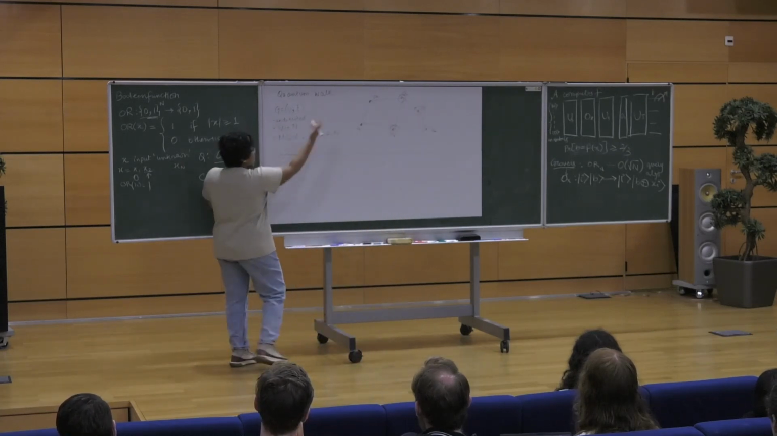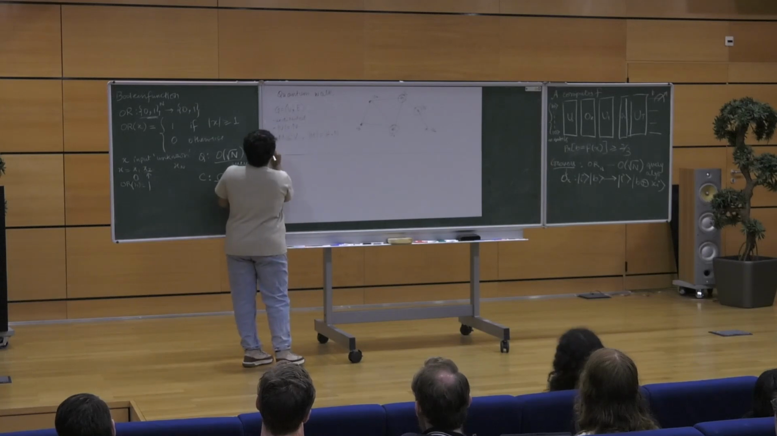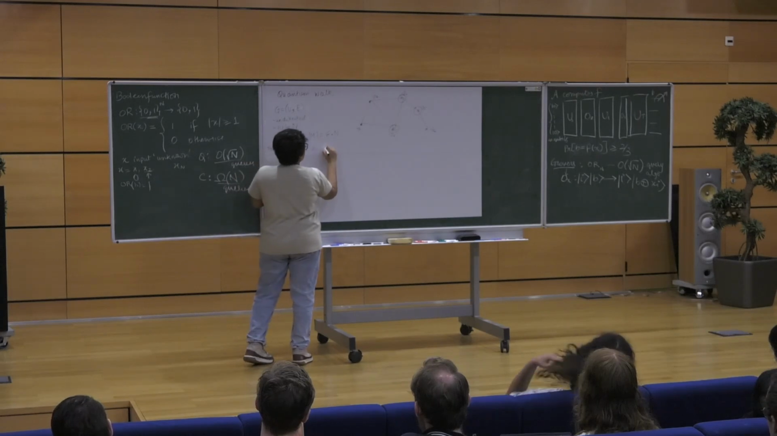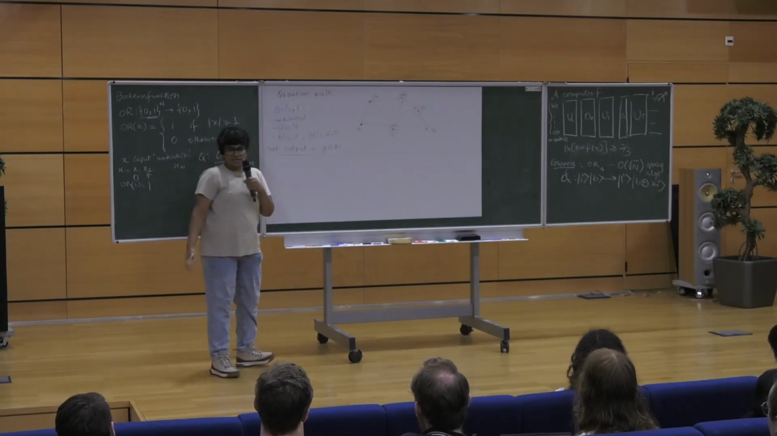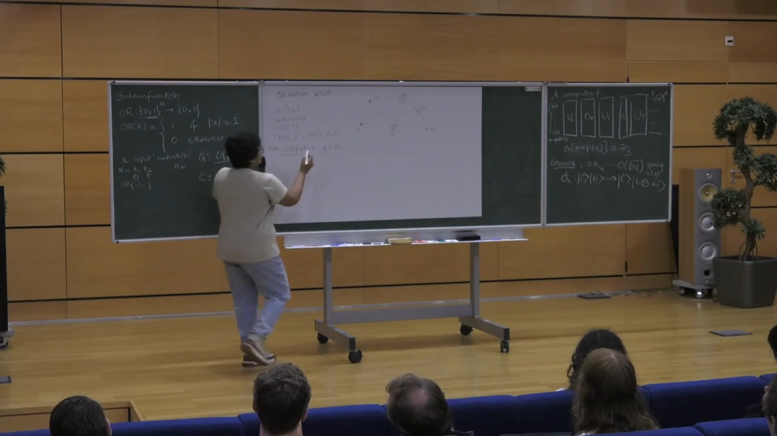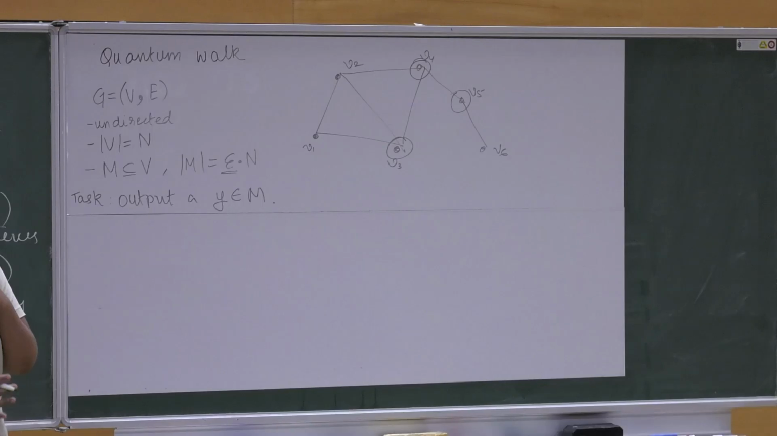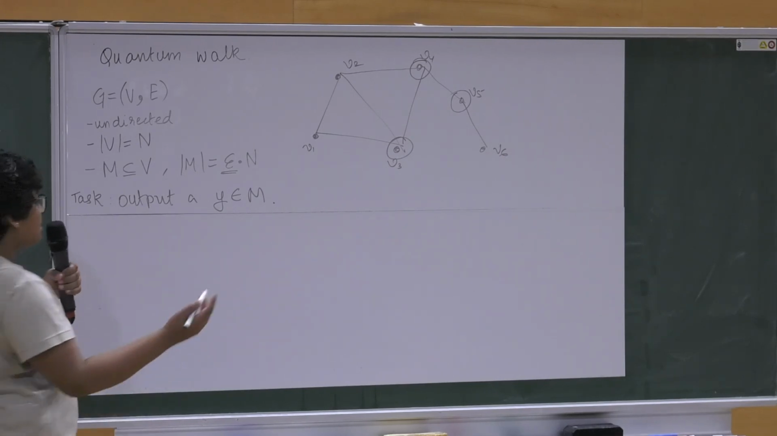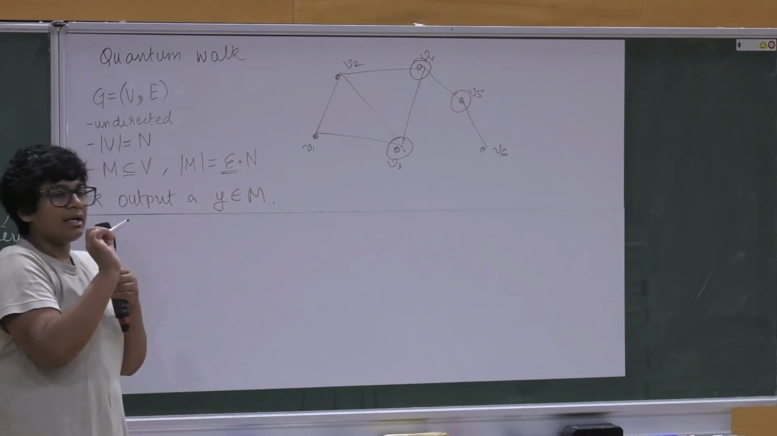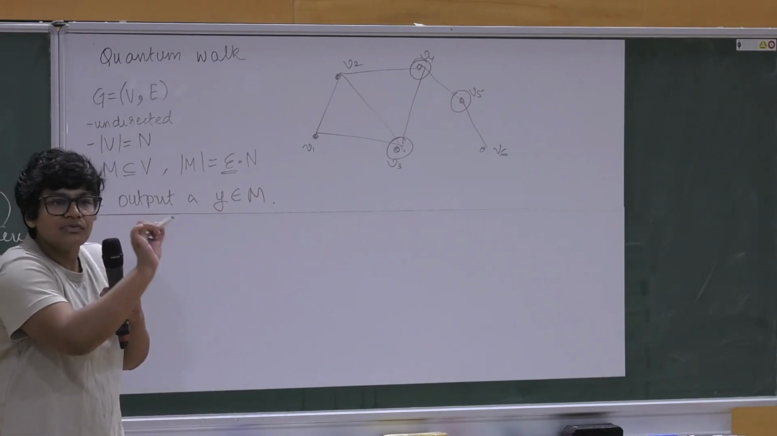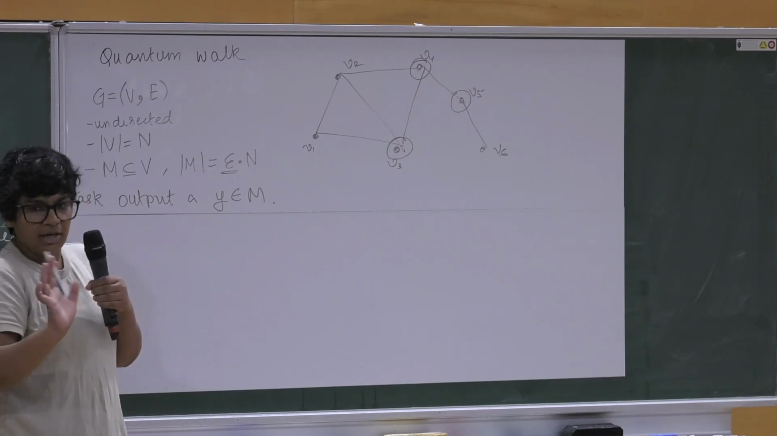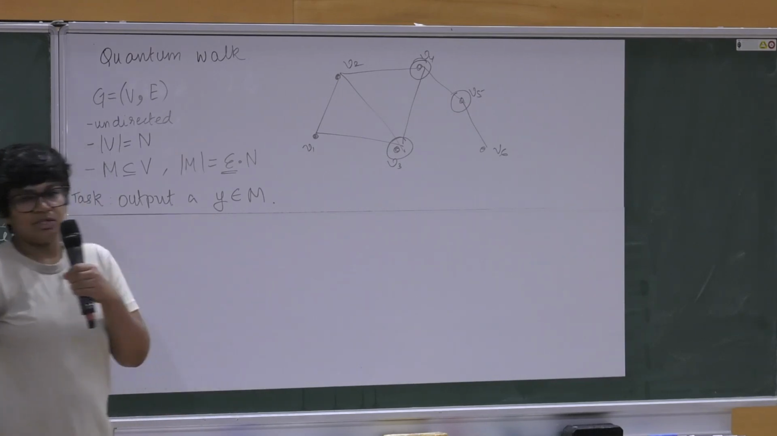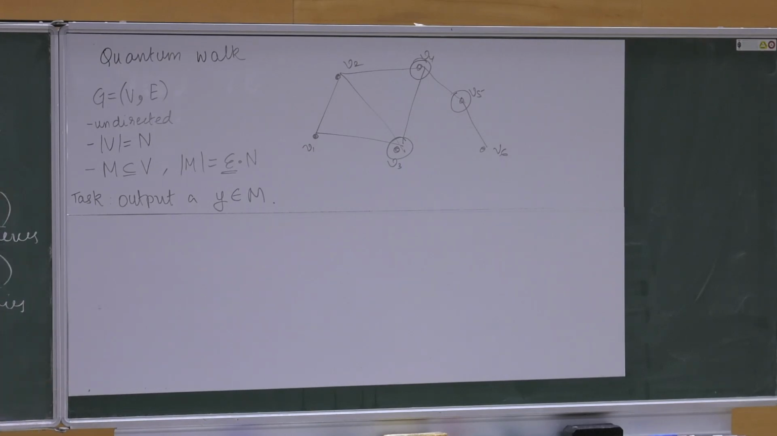Now the task: I'm given a graph, and the task is to output a marked vertex. And you're given the promise that an epsilon fraction of these vertices are marked. Now, how would you do it? Imagine I can give you a check procedure which, by looking at a vertex, says whether this vertex is marked or not. So what would you do in such a situation? Pick one vertex at random, look at its mark, go to a neighbor.